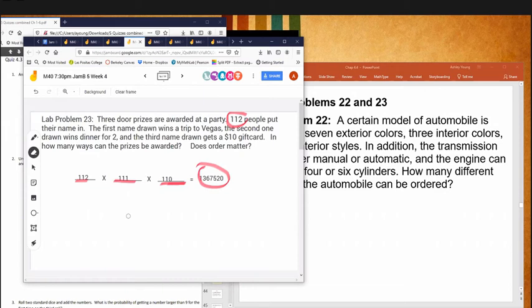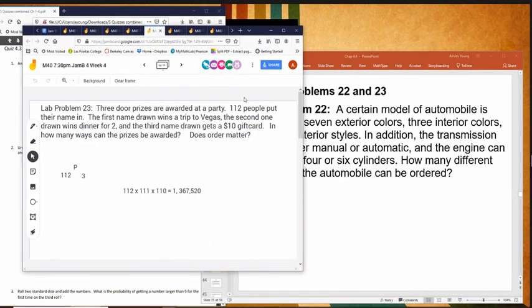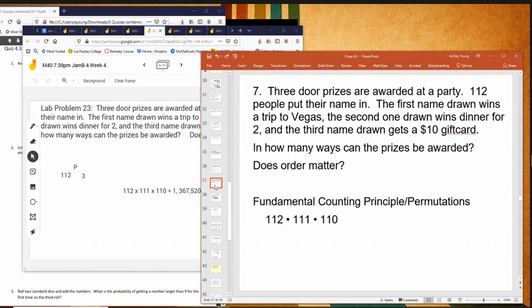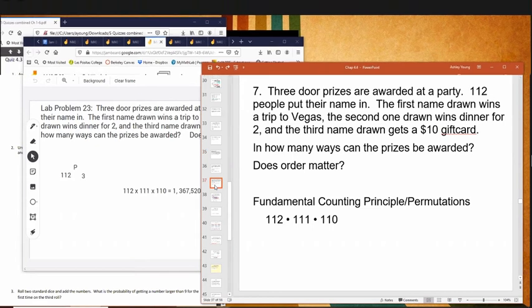Yeah, so it's 112P3. Right, so 3 spaces, and you're going to start with 112 and multiply down. Good. Okay. Now, this is just, you know, slightly prettier. I don't know, it's probably not really prettier.